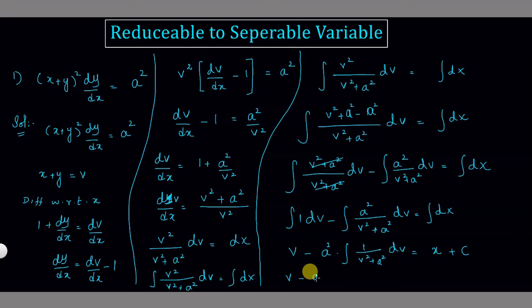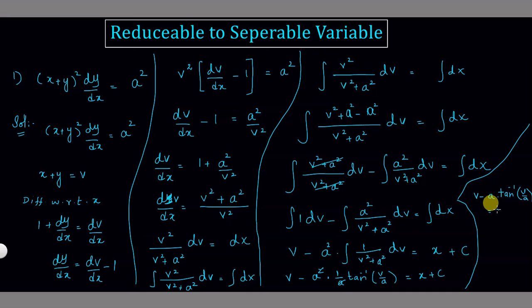Finally we will get minus a square. The integral of this particular function will be 1 over a tangent inverse v over a, and that is equal to x plus c, and 1 over a will be cancelled out, and we are left at the end with v minus a into tangent inverse v over a is equal to x plus c, and at the end you have to replace the variable.